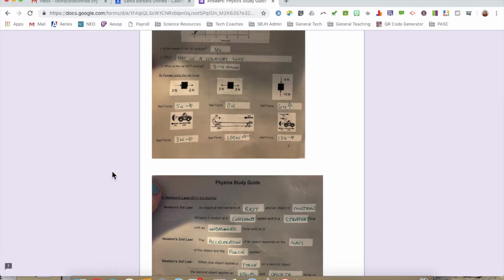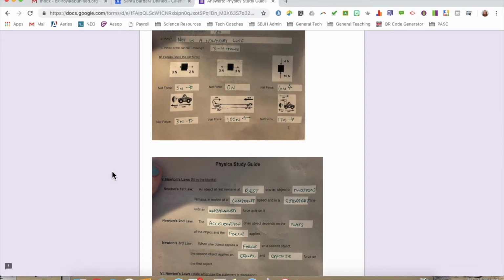Looking at forces, the net force of the first one right there, they're both going in the same way, so 3 plus 2 is 5 newtons to the right. The next example, they're pulling in opposite directions, so they cancel each other out, so the net force is 0 newtons. Looking at the up and down, that object will go 6 newtons up.